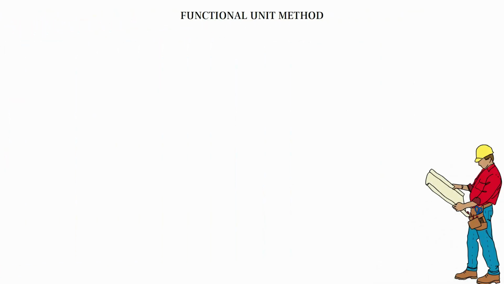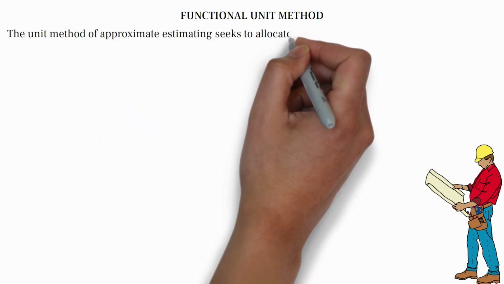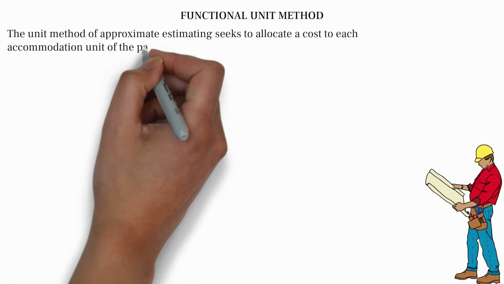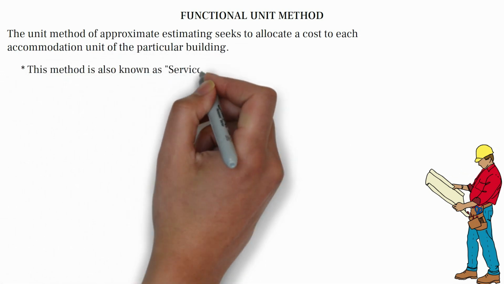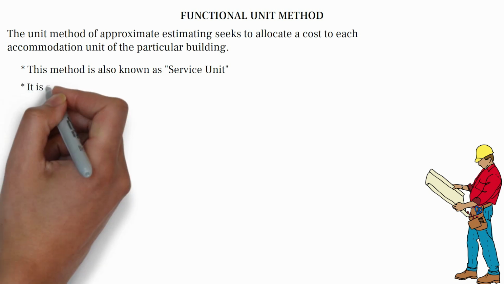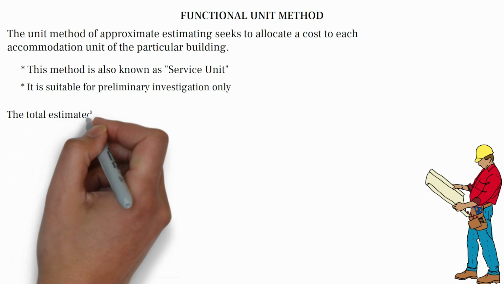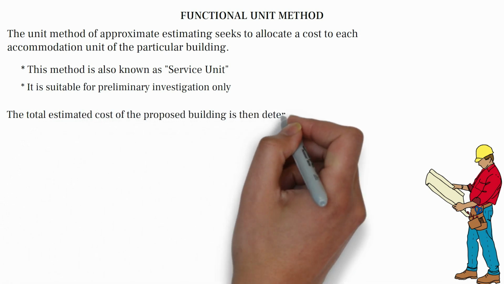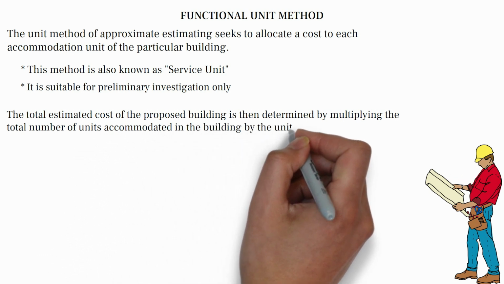What is the functional unit method? The functional unit method of approximate estimating seeks to allocate a cost to each accommodation unit of a particular building, be it persons, seats, beds, car space, or whatever. This method is also known as service unit. It is suitable for preliminary investigation only. The total estimated cost of a proposed building is determined by multiplying the total number of units accommodated in the building by the unit rate.